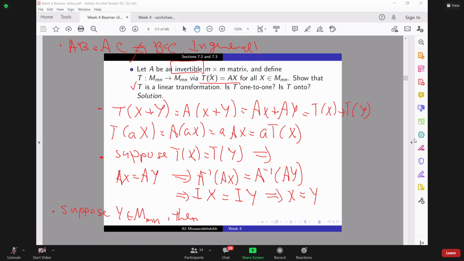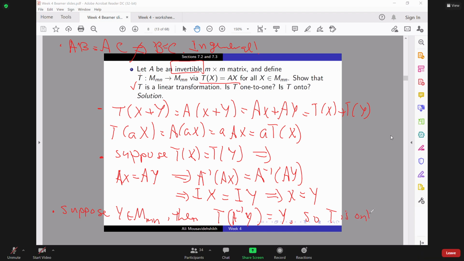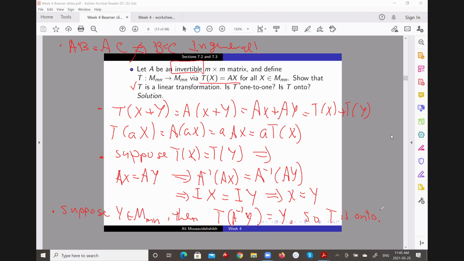Looking at this T of X, what do I put inside here such that I know my answer will be Y? Exactly. Then T of A inverse of Y will give me Y. So T is also onto. Everybody clear on that?